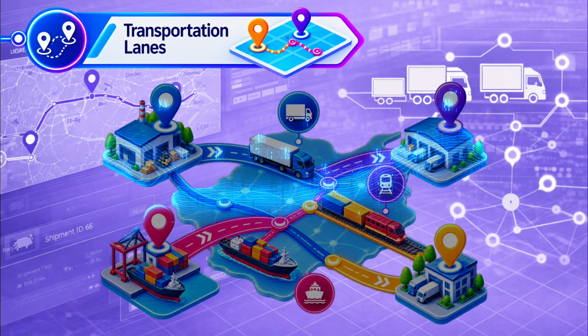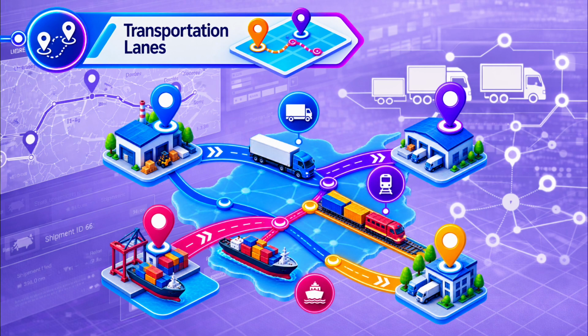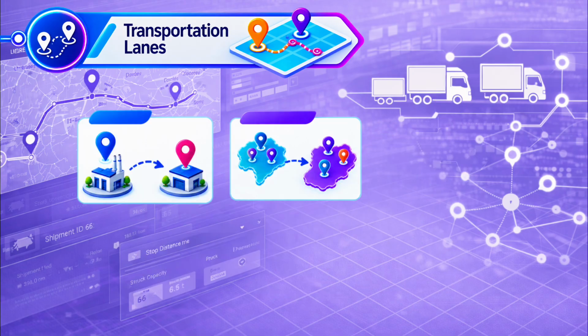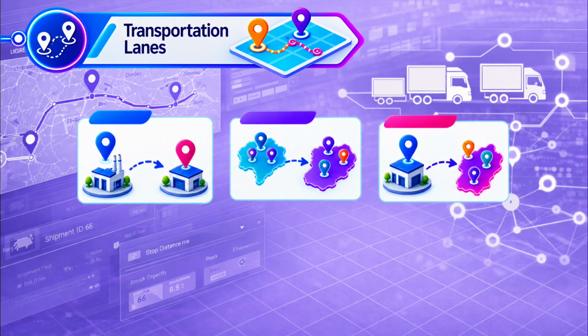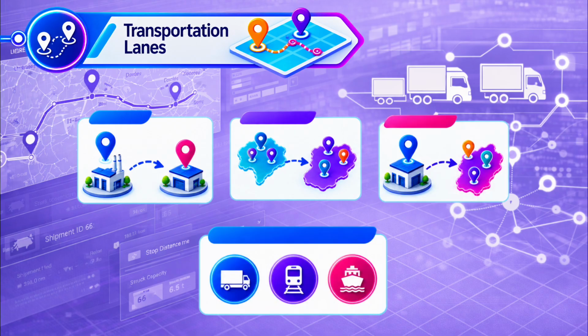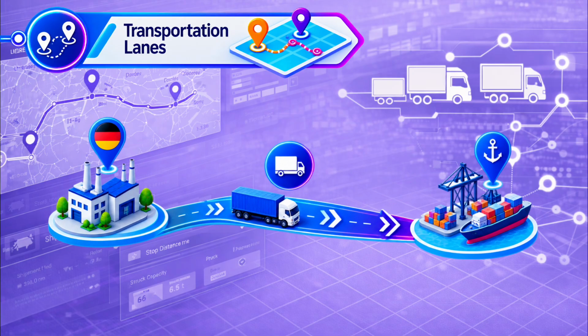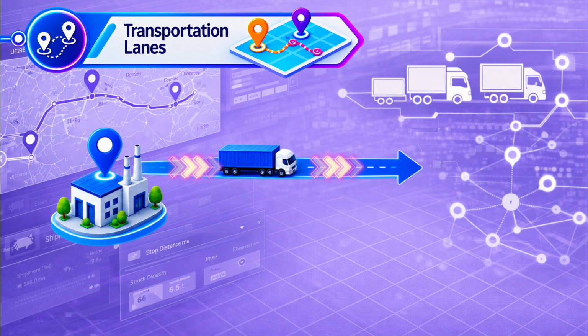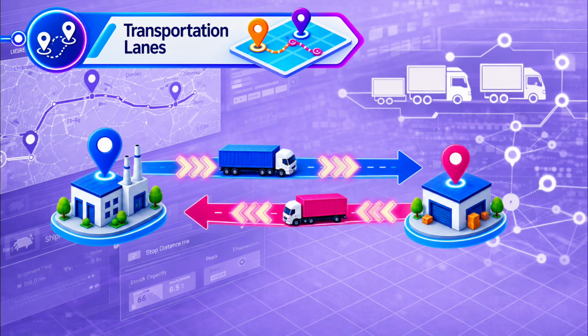Transportation lanes define the possible transportation connections within the network. A lane can connect one location to another location, one transportation zone to another zone, or a location to a transportation zone. A lane can also define the means of transport that can be used for that connection. For example, you could define a lane from a plant in Germany to the port of Hamburg using road transportation. An important point is that transportation lanes are directional. If you need transportation in both directions, separate lanes may be required.